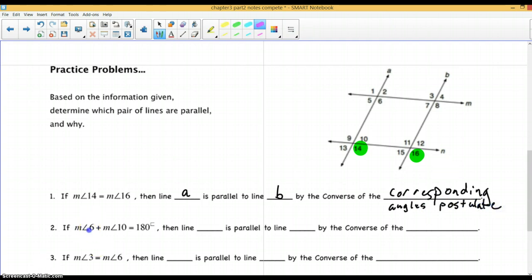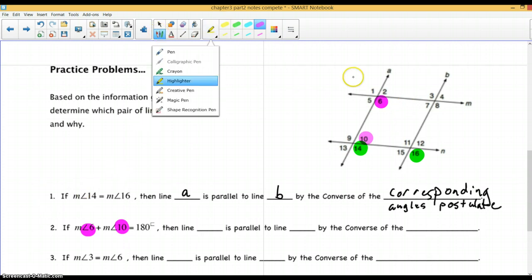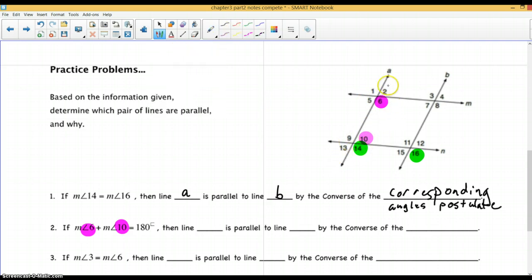In our second example, we're given angle 6 and angle 10. So we find those on our picture on the side. We have 6 and 10. Now when we look at those, both of those angles are on the interior of our diagram. So they're along the transversal in between our two lines that we think are parallel. And both of those are to the right hand side of the parallel. So they are same side interior angles.